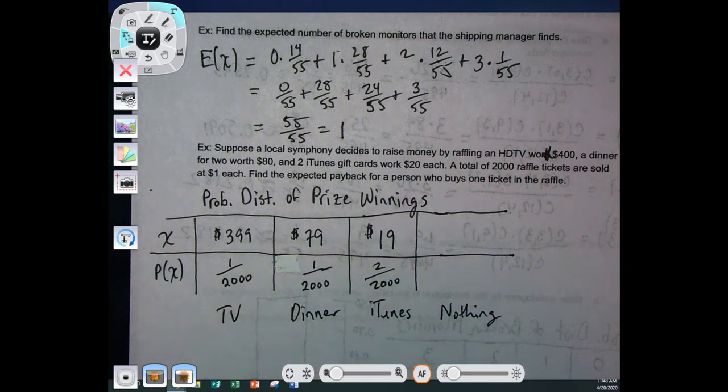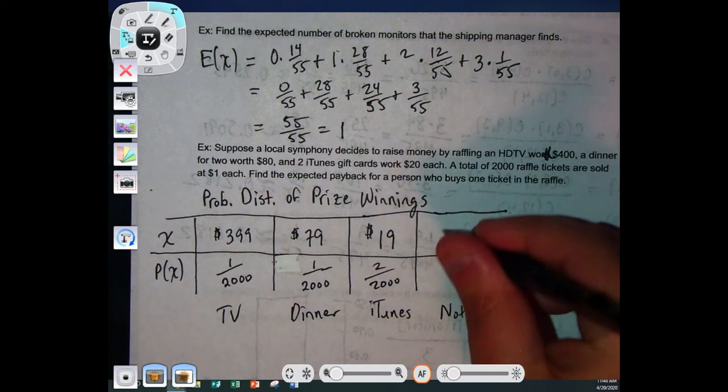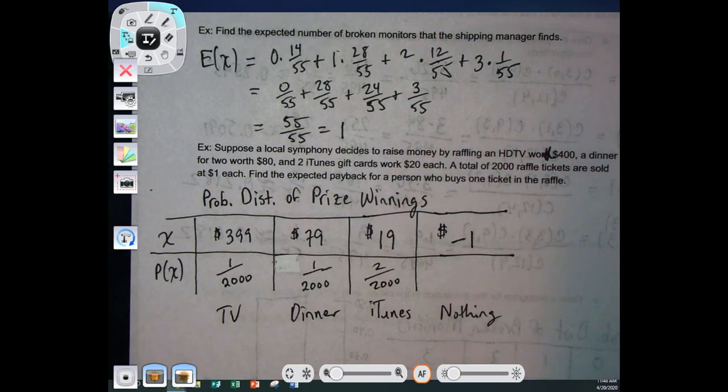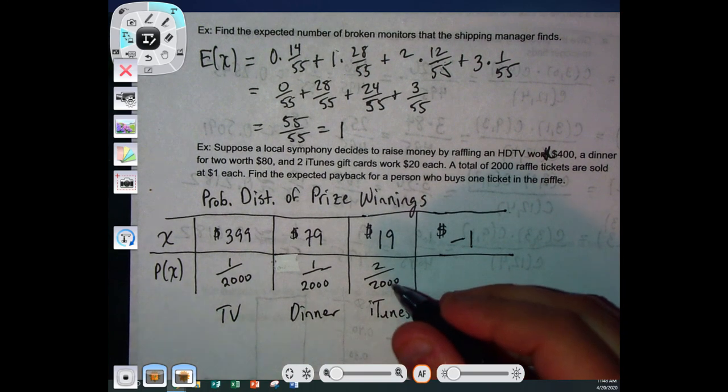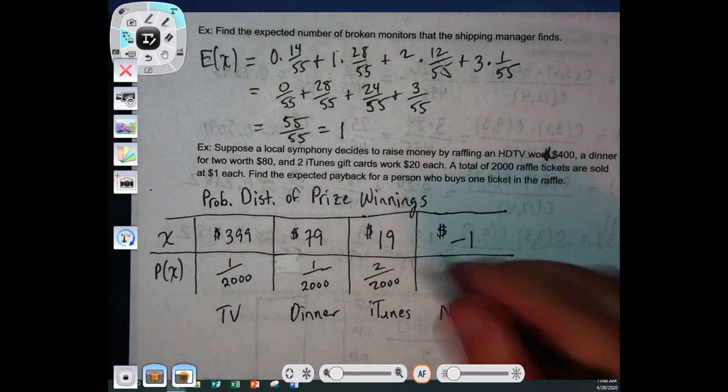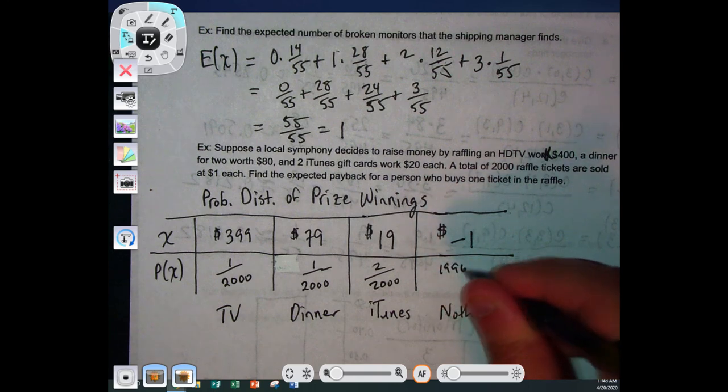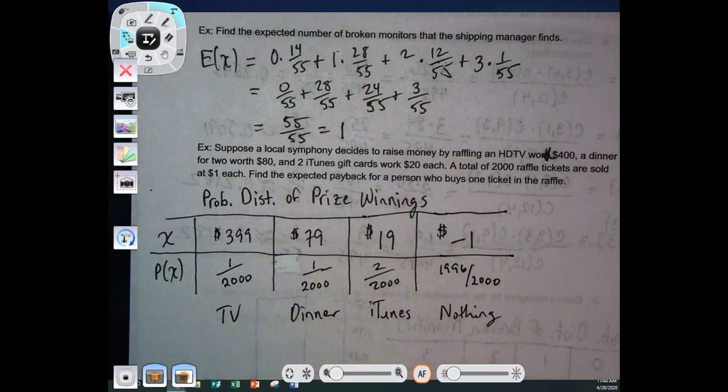Now, if I put $1 in, I don't win anything. How much money am I out? Well, I'm out $1, so we count that as -1. And what's the probability of me losing $1? Well, it'd be 1,996 out of 2,000.